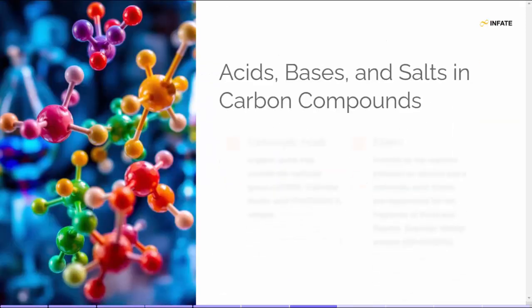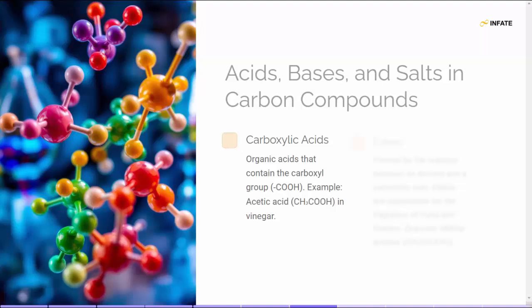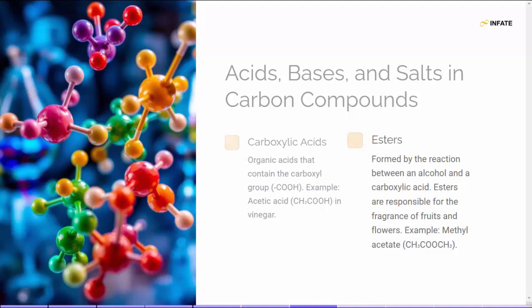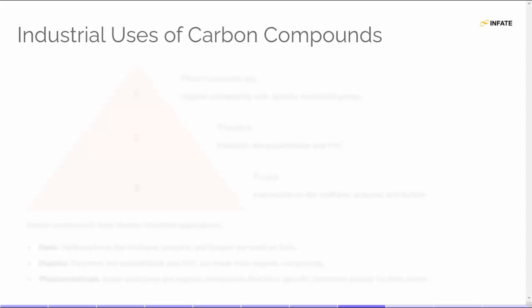7. Acids, bases, and salts in carbon compounds. Carboxylic acids, organic acids that contain the carboxyl group, COOH. Example, acetic acid, CH3COOH in vinegar. Esters are formed by the reaction between an alcohol and a carboxylic acid. Esters are responsible for the fragrance of fruits and flowers. Example, methyl acetate, CH3COOCH3.